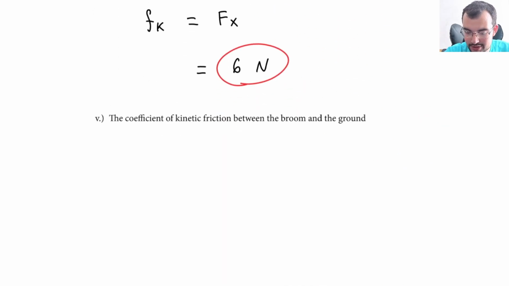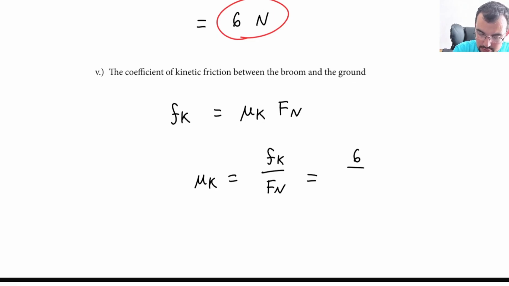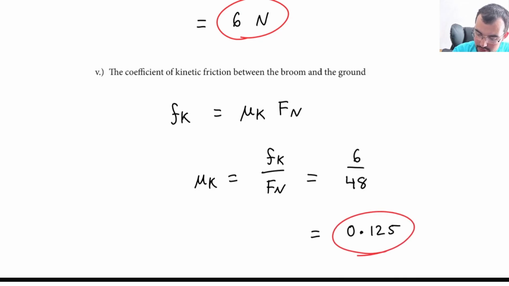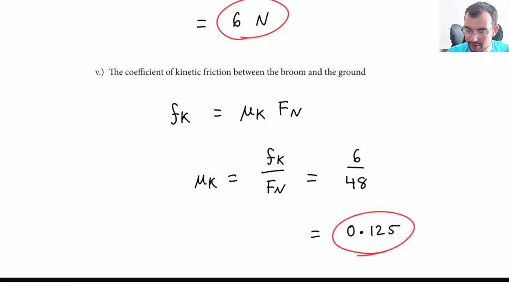So what is the coefficient of kinetic friction? Well, now we can use the only equation that has a friction coefficient in it. So mu k is just going to be the frictional force divided by the normal force. Frictional force was 6 newtons, normal force was 48 newtons. So that's 1 over 8, which is 0.125. Nothings. 0.125 nothings. I had someone do that last year, and I thought it was funny. They'd always answer their mu in nothings.